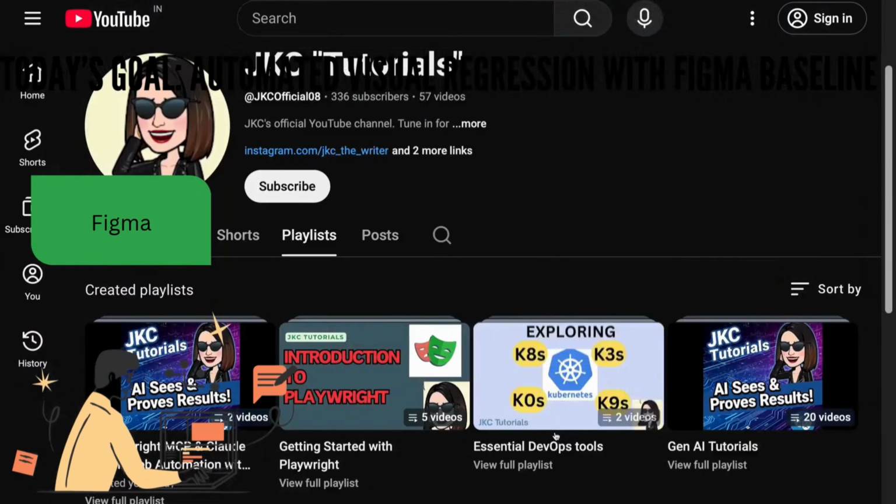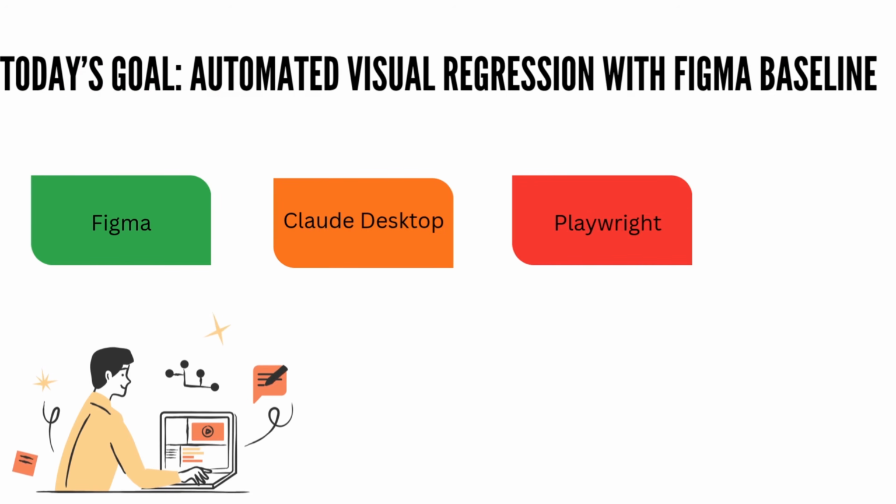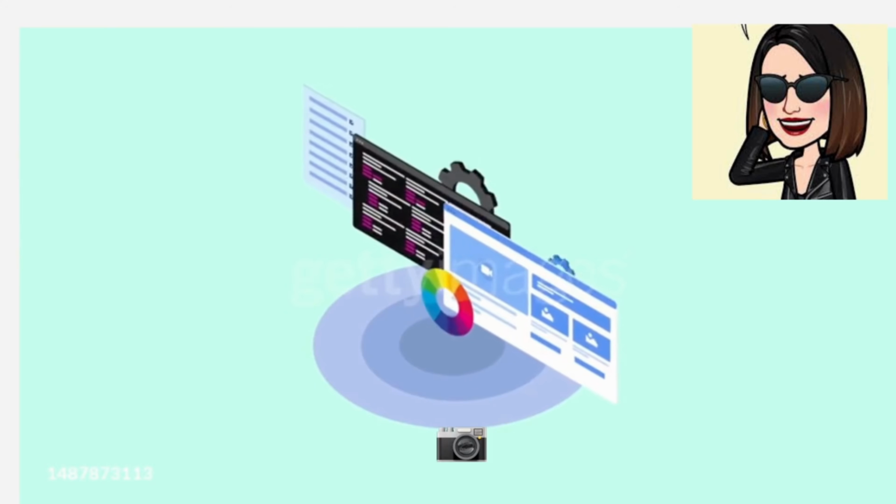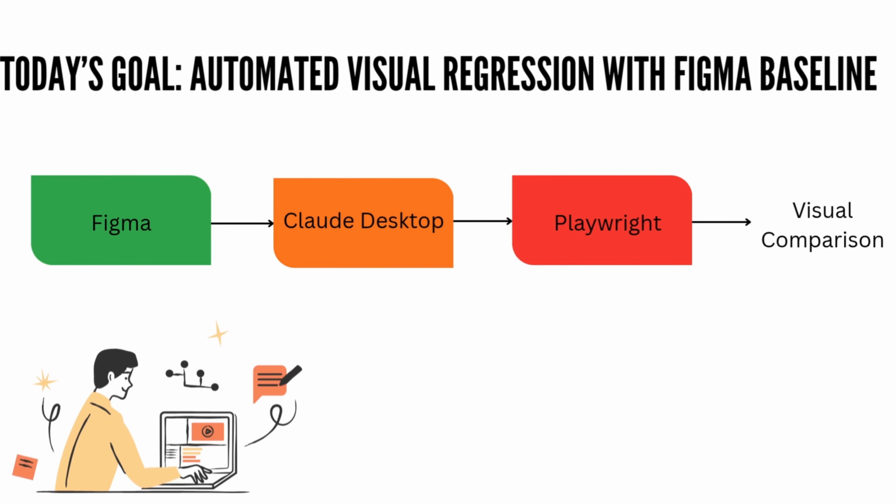In this demo, we'll share a Figma link as our baseline. Let Claude capture a fresh screenshot of the live site and then ask it to visually compare both automatically.